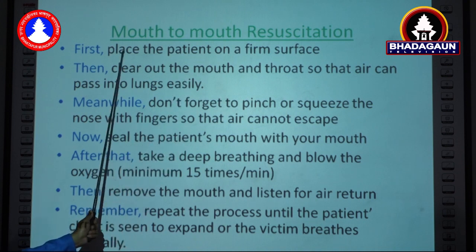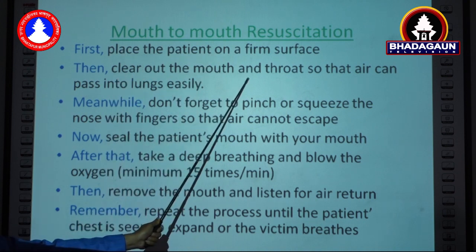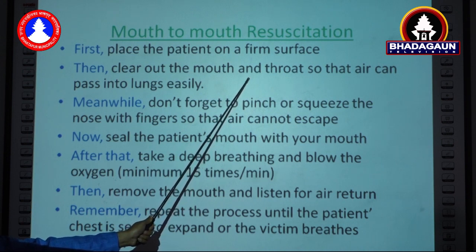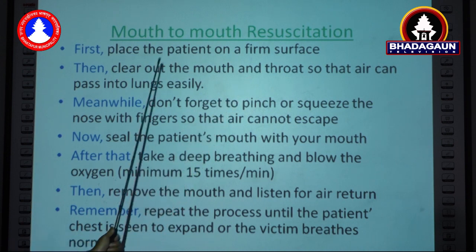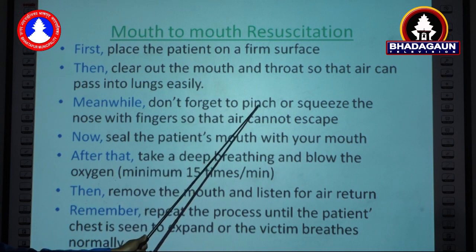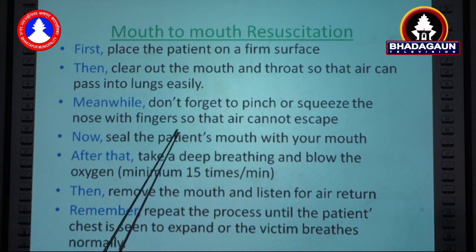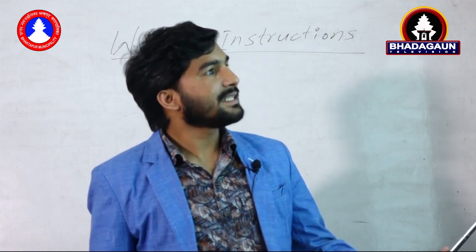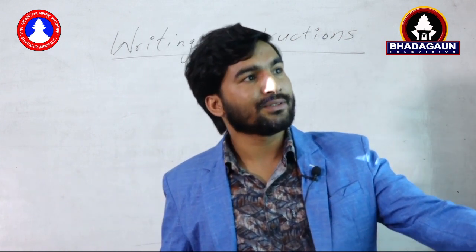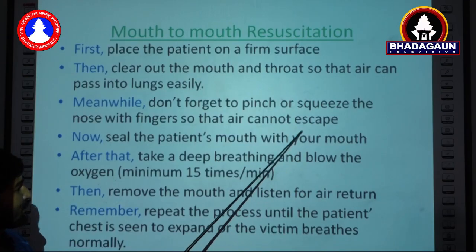Third one. First place the patient. Now clear out the mouth so that air can easily pass into the lungs. Third duty is to pinch or squeeze the nose so that air cannot escape from the nose. Fourth one is now seal the patient's mouth with your mouth. Now fourth duty, immediately you have to do this process very fast, rapidly. Seal the patient's mouth with your mouth.